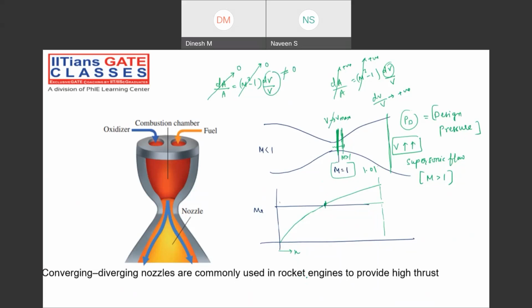Where the Mach number is equal to 1, where the change in area is 0, where the minimum area is there, that is called the throat portion. There the velocity is not maximum. Velocity here also is not maximum. There is only one possibility: velocity will be maximum at this section. Understanding my point? All of you, check it out.